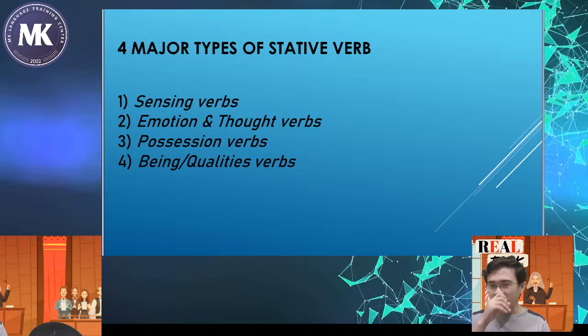This one shows ownership again, right? Okay, have, own, belong. We call them possession verbs. And for the fourth one, we have being or qualities verbs. The very obvious examples are is, are, was, or be verbs sometimes, and weigh, also involve. Okay, those are being or qualities verbs.